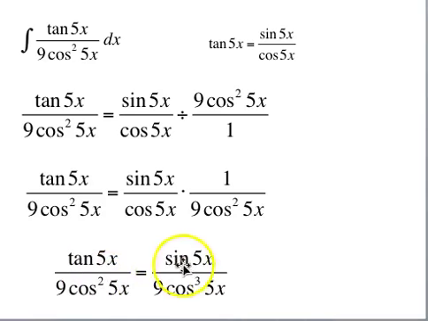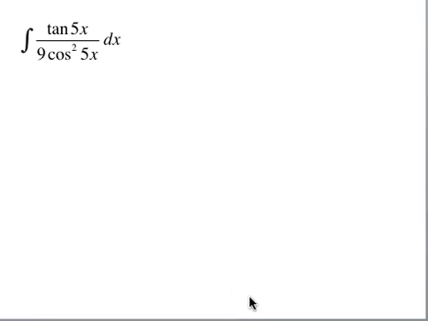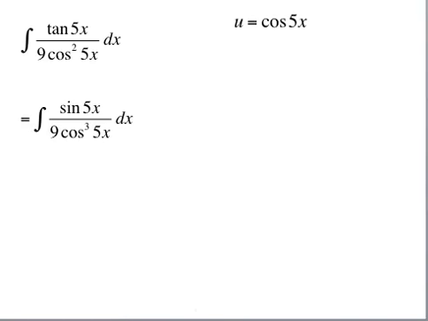And rather than integrating this, we can integrate this, and we can find a u that's relatively easy here. But it requires some significant algebra. So we want to go ahead and take a look at that. So rewriting this with algebra, we have integral of sine 5x over 9 cos cubed 5x, and our u will be cos 5x.